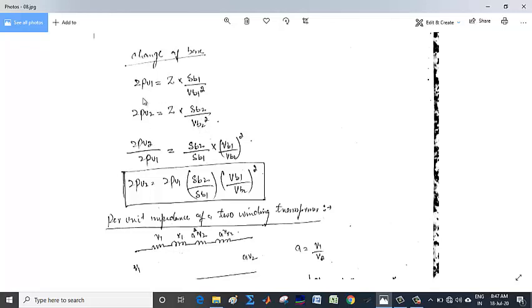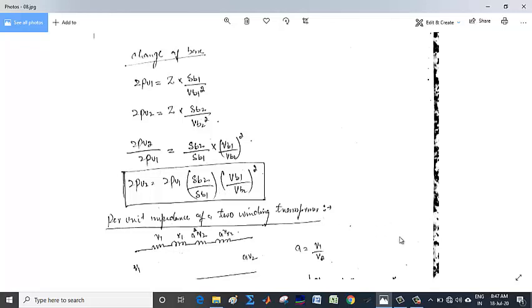Then we divide this equation by this: Z per unit 2 divided by Z per unit 1 is equal to SB2 divided by SB1 into VB1 by VB2 whole square. So Z per unit 2 will be equal to Z per unit 1 into SB2 by SB1 into VB1 by VB2 whole square. This is the formula of the new per unit value of the impedance if the earlier per unit value is given for a particular base, and now we need to calculate it for these new bases.